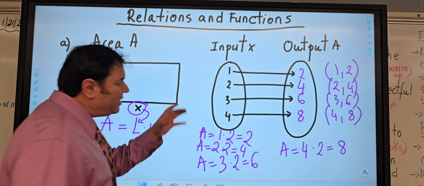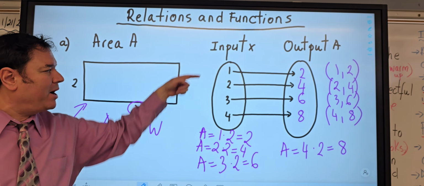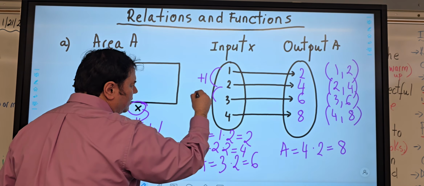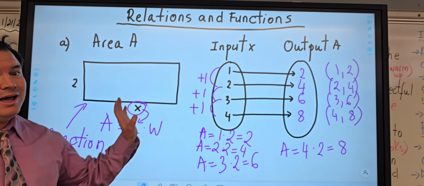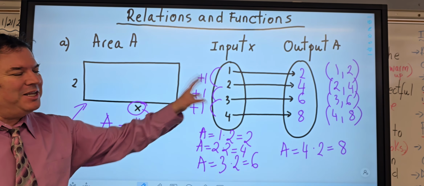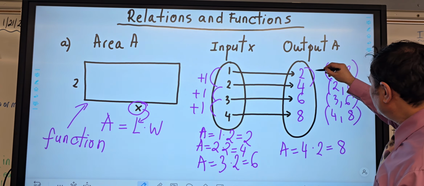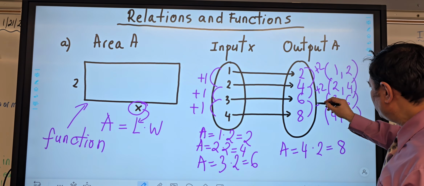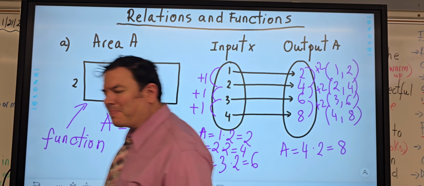So if we look at the pattern here, the input increased each time by 1, right? So we added 1 each time, plus 1, plus 1, plus 1, right? Now the output, we added 2 each time. That's the pattern. So here, plus 2, plus 2, plus 2. That's the pattern. Okay?